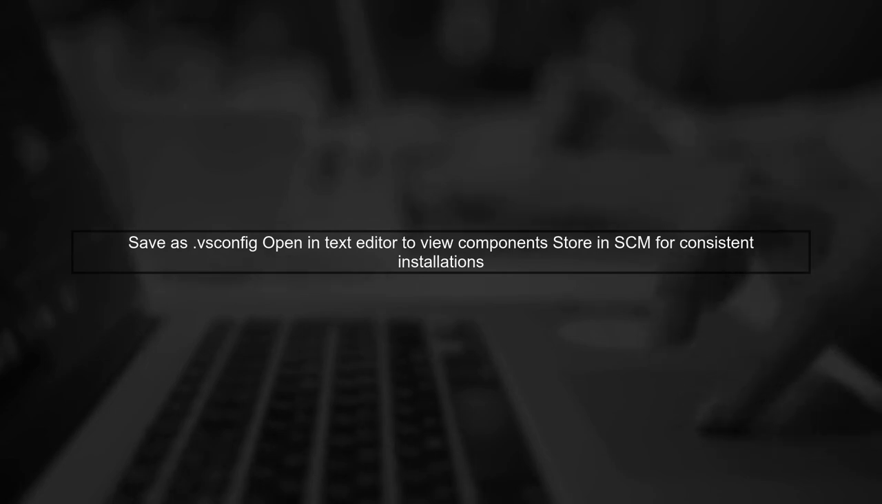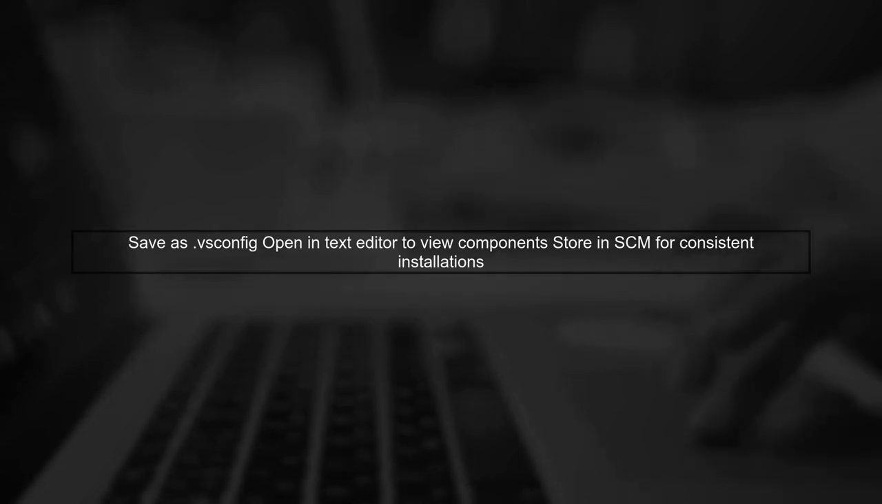Save the exported list in a file, like .vsconfig. You can open this file in a text editor to see all components listed. This file can be stored in source control and imported into another Visual Studio 2019 installation for consistency.